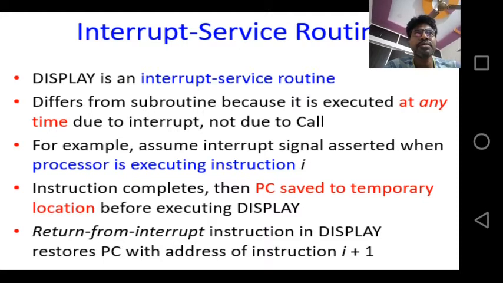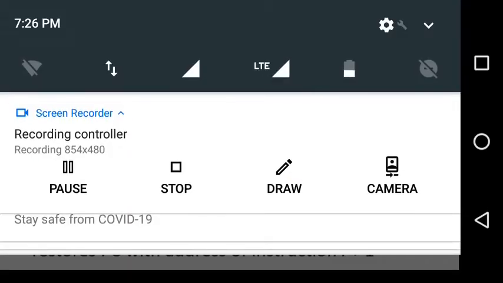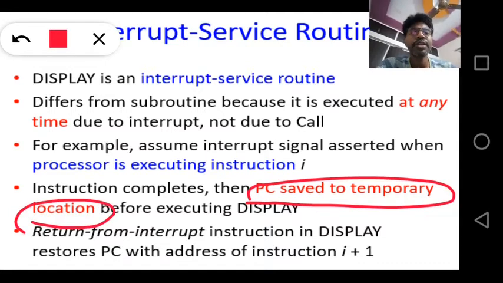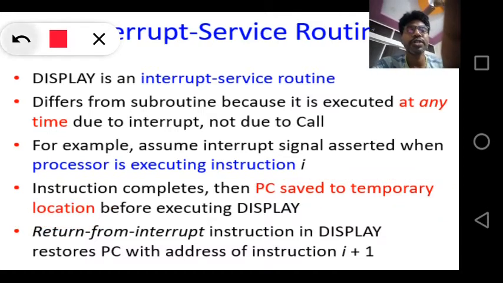For example, assume the interrupt signal is asserted when the processor is executing an instruction I. Let's assume the processor is currently executing the instruction I, and meanwhile the interrupt signal is generated. The processor has to complete the current instruction execution. Then it has to do certain things which are very important. The first point is that PC should be saved to a temporary location before executing the interrupt service routine. It's the most important thing.